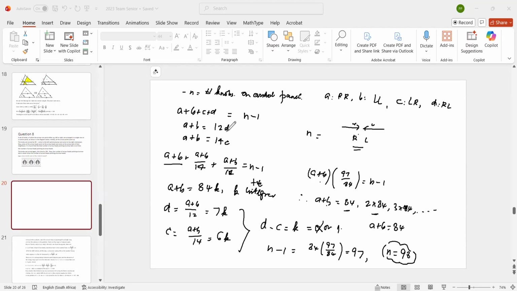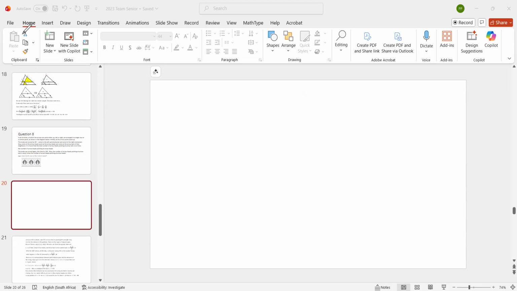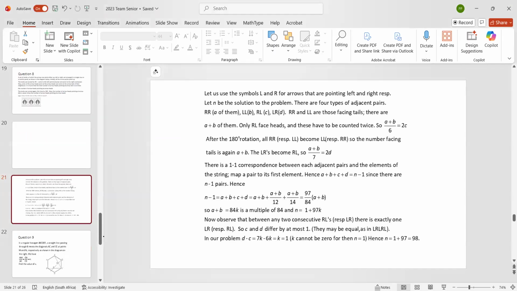So I actually nearly got it wrong because I didn't count the LRs twice. Okay, so let's just clear the next. We said the answer is 98. Or right at the bottom, you can see n is equal to 98. And there's your full argument. So if you didn't understand what I said, you can read through this page, freeze it, read it, and try to make some sense of it. Okay, now we get on to the next problem.